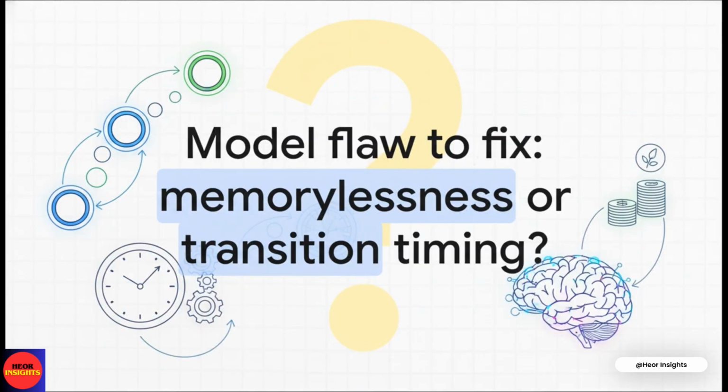So I'll leave you with a question to consider for your own work. When you're building a new model from scratch, which of these two big limitations do you think is more critical to address first? The model's inherent memorylessness, or the timing of when transitions happen within a cycle? It's a key practical question that modelers have to weigh on every project.